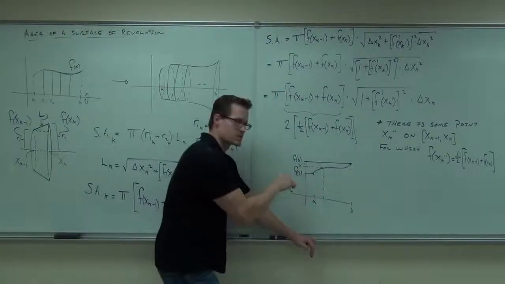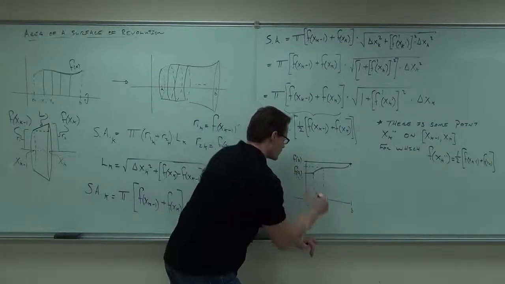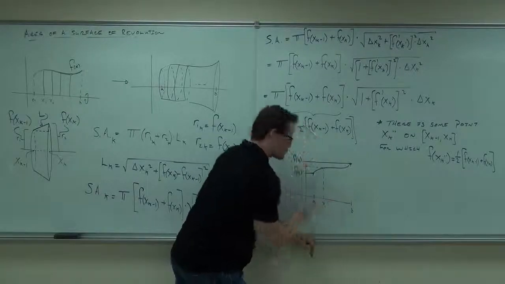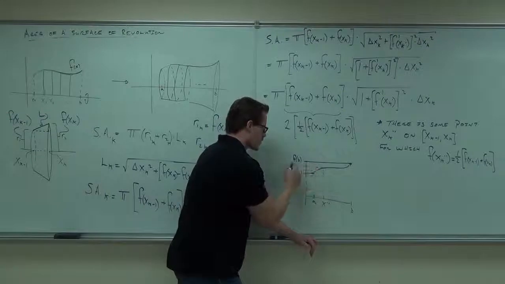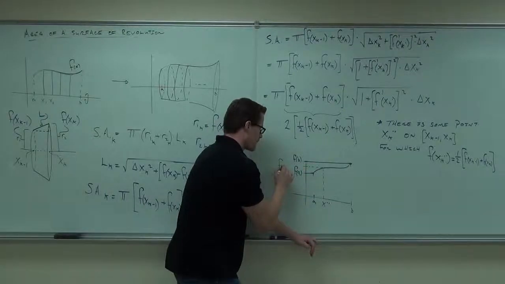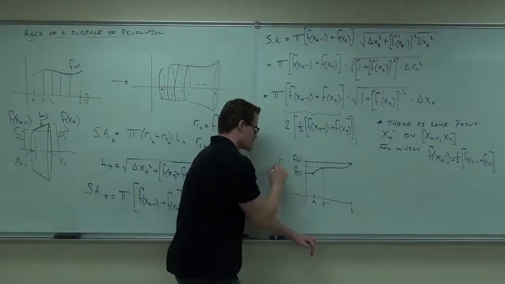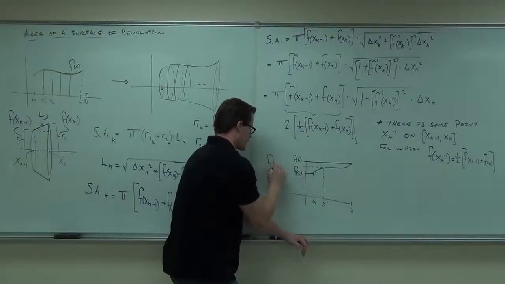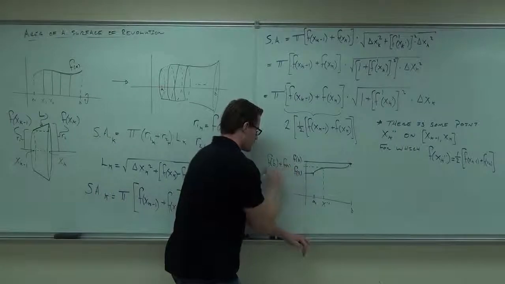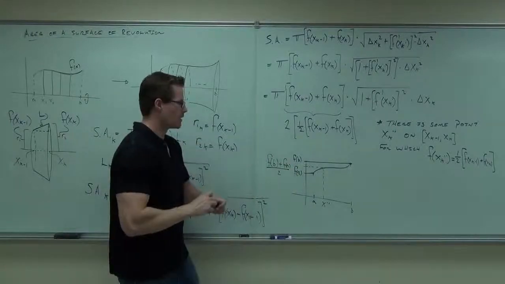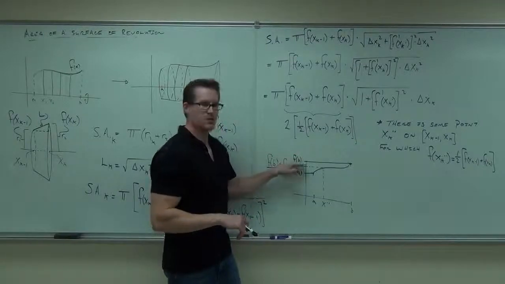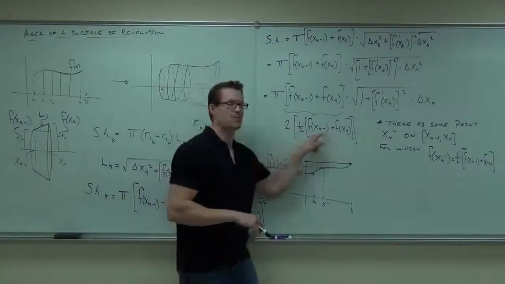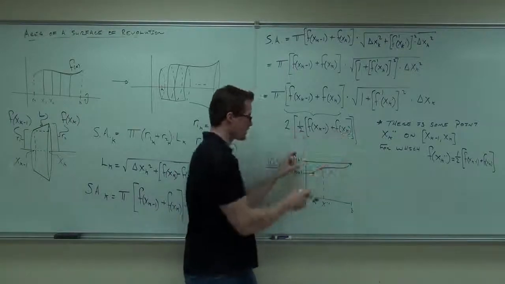It says there's going to be some point. I think I put the x dot in the wrong place. There's going to be some point, x sub dot dot, for which you can find the average. Look what we've done. We've taken the average of f of a and f of b. That's the height right in the middle of it. That's actually exactly what this is right here. That's the average height.